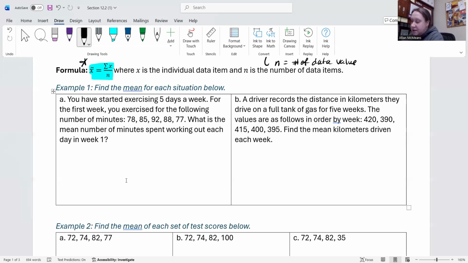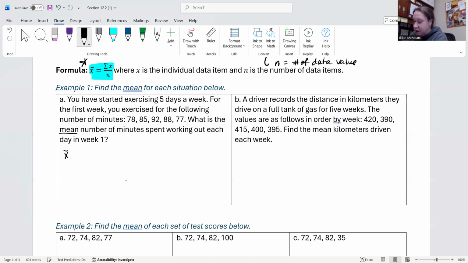For example 1, find the mean of each situation below. For part A, you have started exercising 5 days a week. For the first week, you exercise for the following number of minutes: day one, 78 minutes, day two, 85 minutes, day three, 92 minutes, day four, 88 minutes, and day five, 77 minutes. What is the mean number of minutes spent working out each day this week? That just means, what is the average? On average, how many minutes did you work out per day?